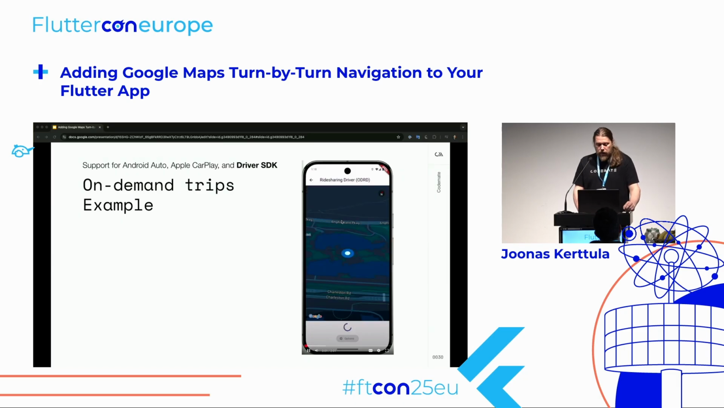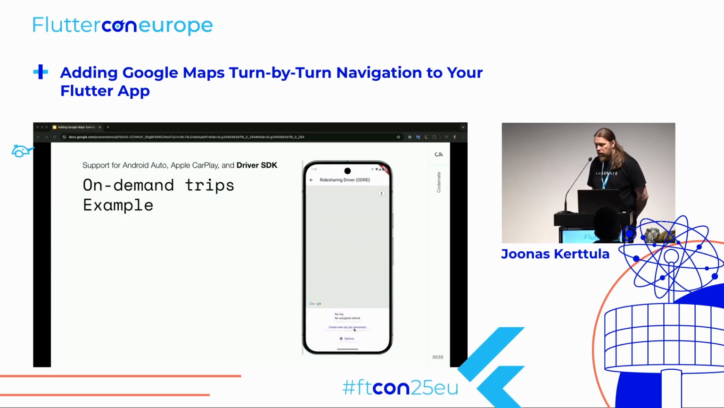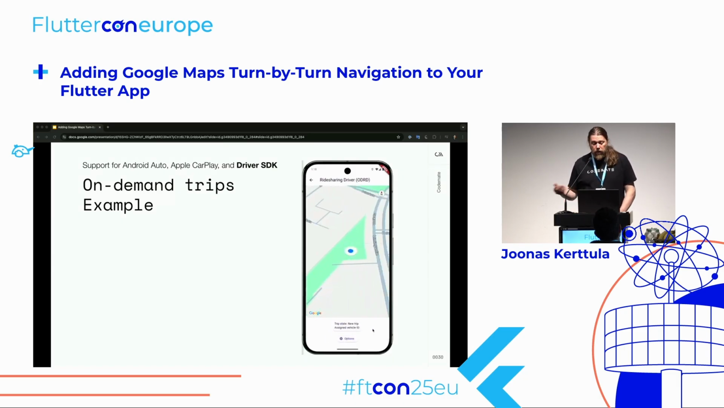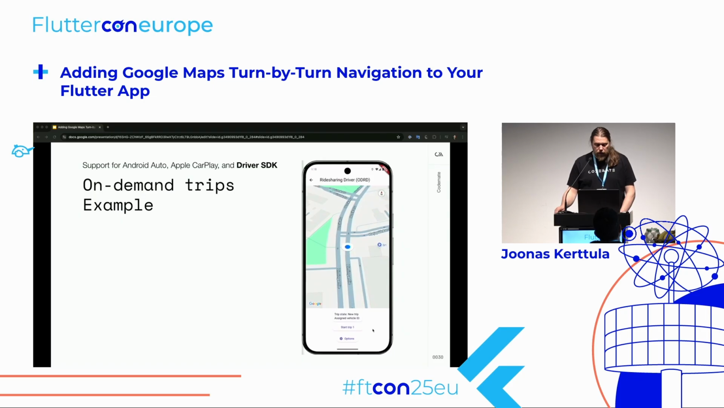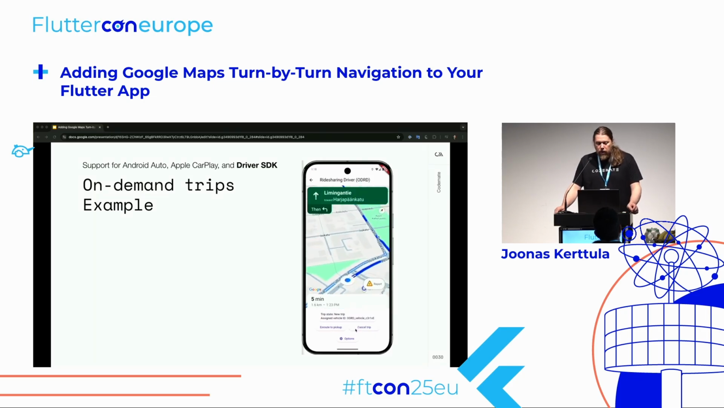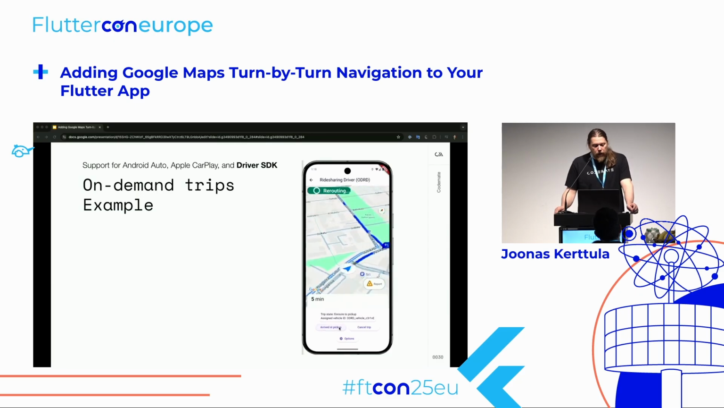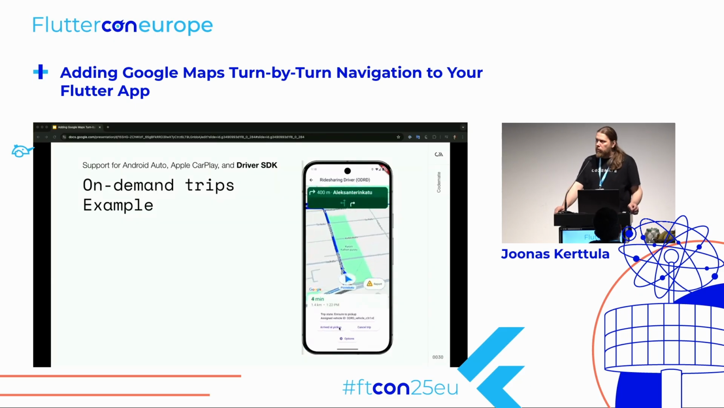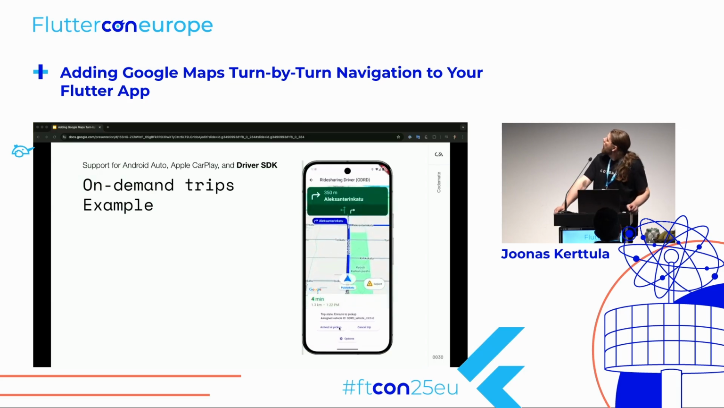Then I have an example of on-demand trips. These are like ride sharing. If you think about companies, taxi services and things like that, this is from them. You are able to use the consumer SDK separately, and the consumer sees where the driver is driving when this is used.